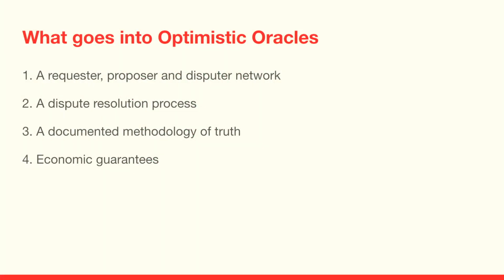So what really goes into one of these optimistic oracles, right? Our particular implementation has 4 particular parts: a requester, a proposer, and a disputer network. We'll run into how that works in a bit. A dispute resolution process, a documented methodology of truth. This is where your application-specific elements come in, where you get to define how this data comes on chain. And then also some economic guarantees, which we'll also run through, as to what makes the optimistic oracle secure your data in some way, shape, or form.